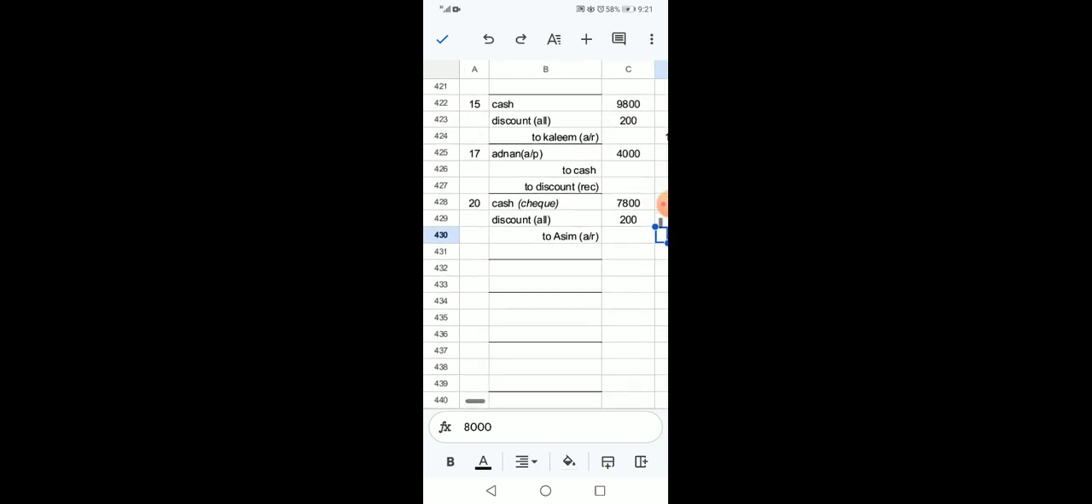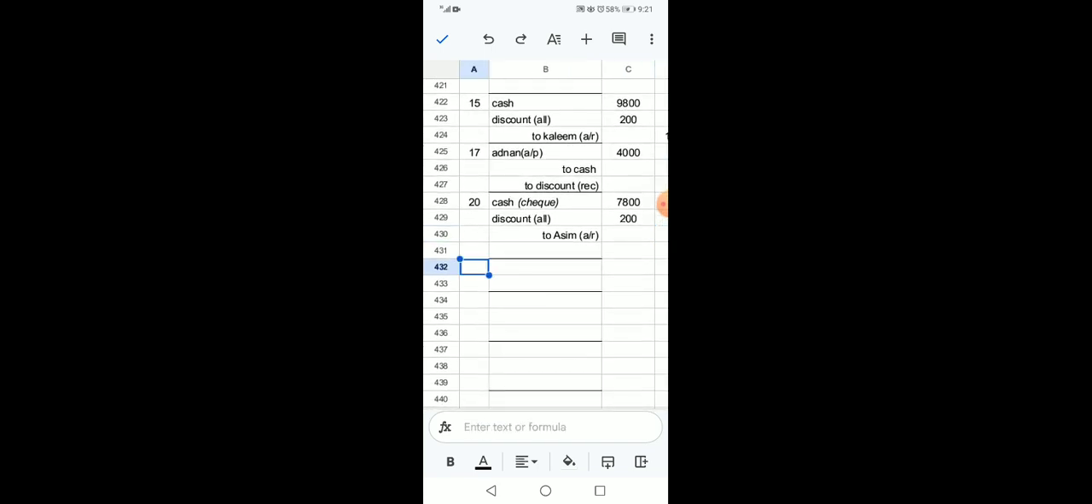Total amount which was receivable was 8,000, and you have received only 7,800. How much less amount are you receiving? How would you calculate it? You will subtract amount received from total amount. Total amount was 8,000 and amount received was 7,800. You will subtract and will get the amount of discount. In this way you will calculate amounts present on the debit side and the credit side. Both are equal. Entry is completed.